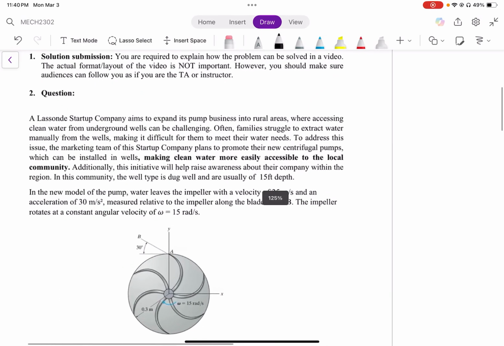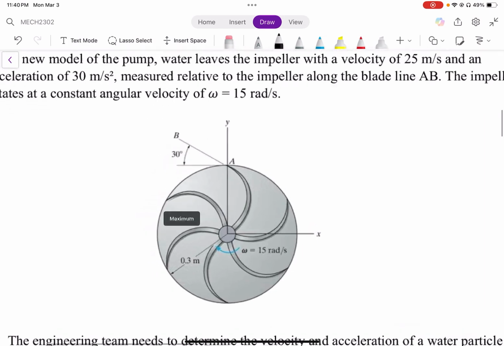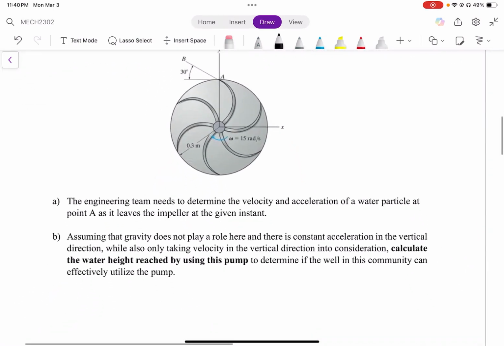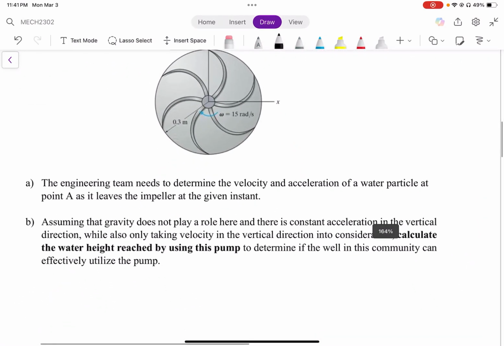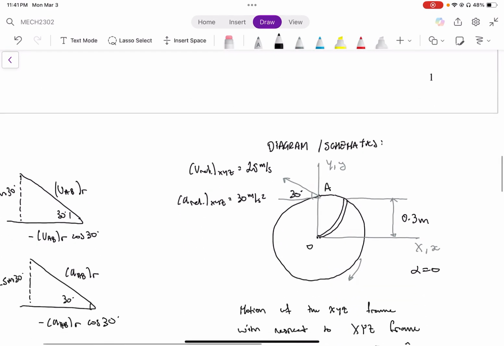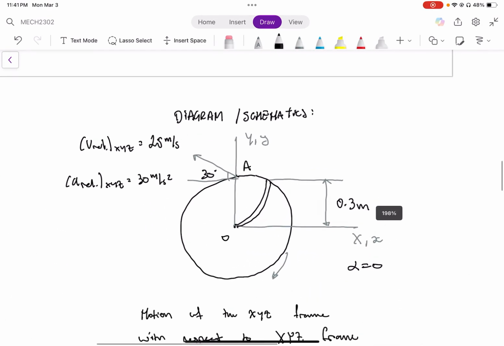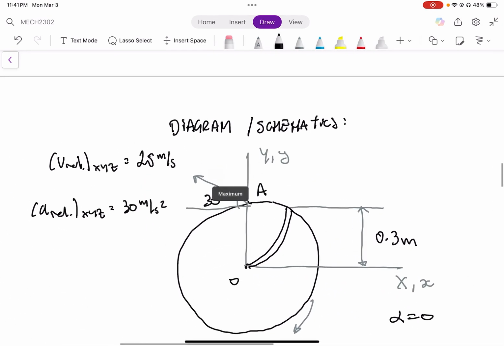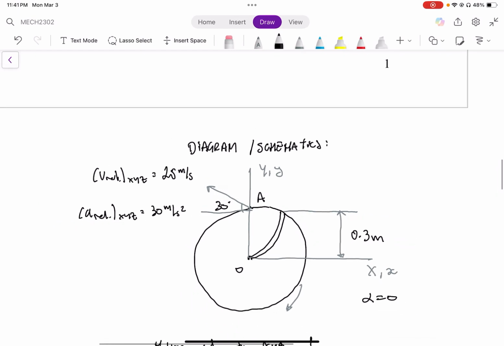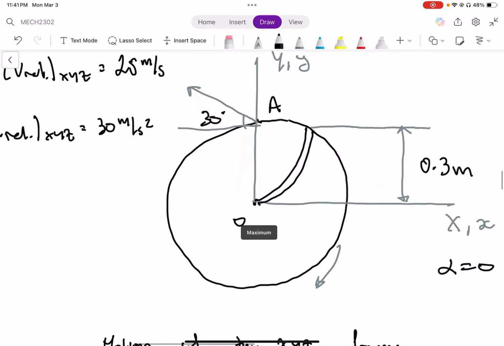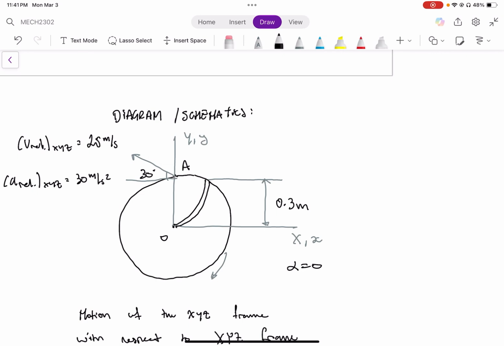So this is the question where it gives us all the information, and this is the diagram given. Now here we have question A and question B, which we'll be answering. This would be the diagram where there's a triangle given that it's 30 degrees. I labeled this point A and the center is point O. The distance from point A to O is 0.3 meters.